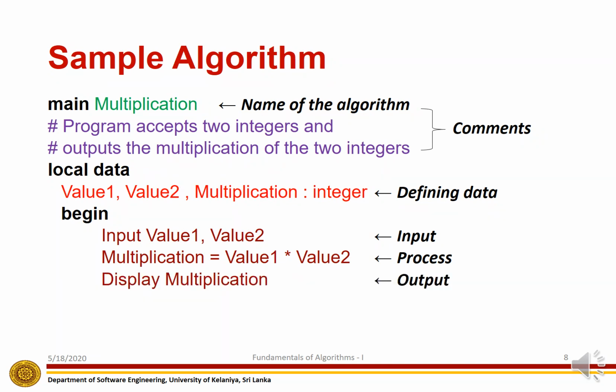Finally, we have to display the multiplication. After completing the process, we have to write the end keyword for showing that we have completed the writing of the procedure. Then again by an end keyword, we can tell we have finished the algorithm. This is one of the sample algorithms that gives the multiplication of two numbers. We wrote this as a pseudocode.